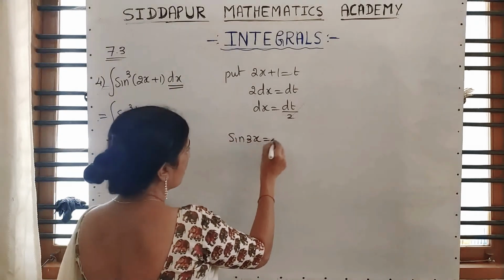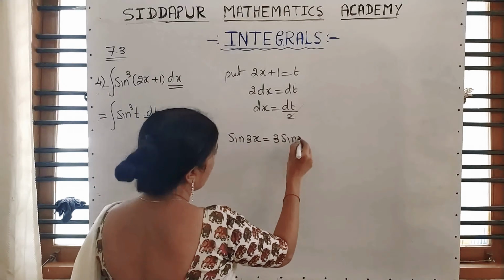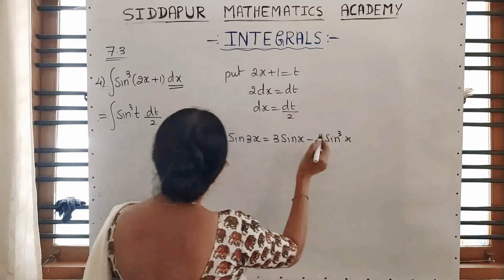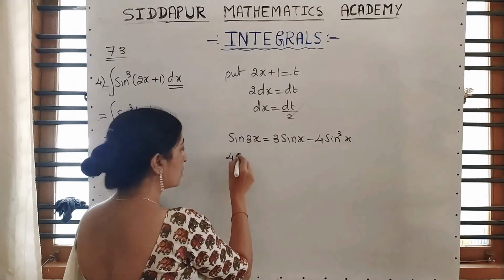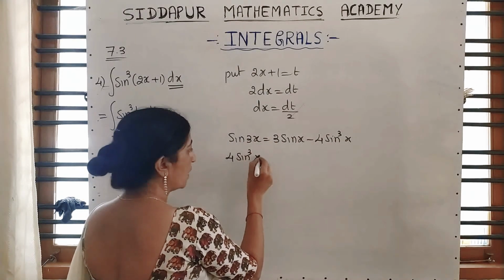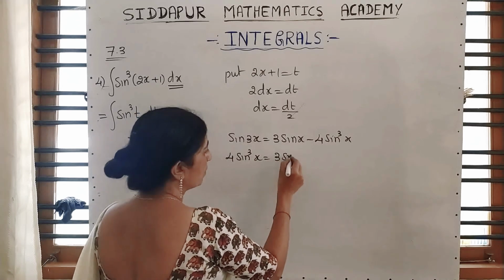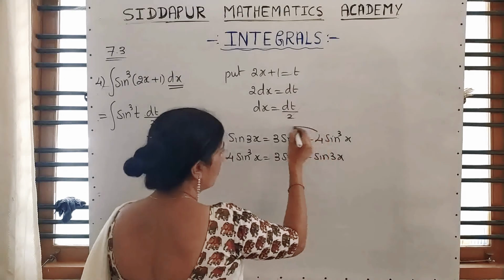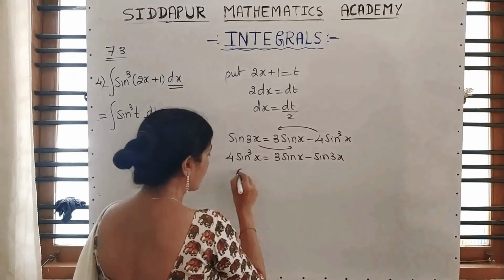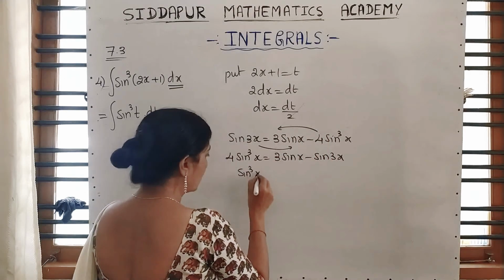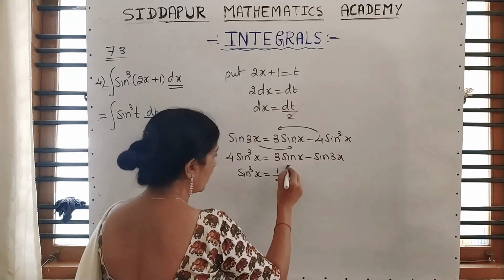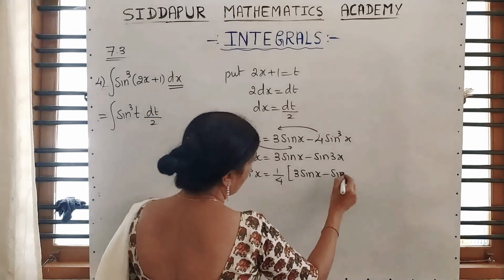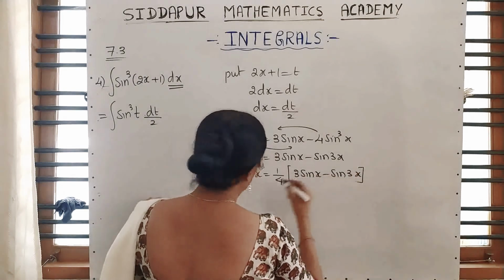And we have one more formula. Sin 3x is 3 sin x minus 4 sin cube x. Rearranging this, 4 sin cube x is equal to 3 sin x minus sin 3x. I took this term here and this term here. Sin cube x is equal to 1 by 4 in the bracket 3 sin x minus sin 3x.